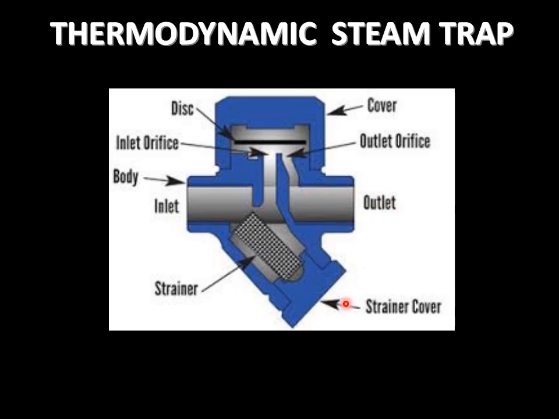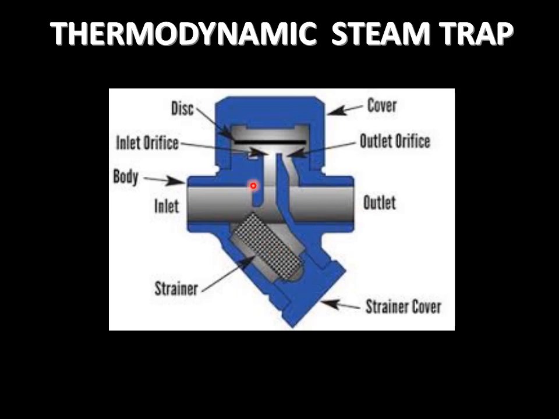Now let us consider the steam condensate enters through this port, passing through the strainer, it enters the inlet orifice. When there is sufficient condensate, it exerts some pressure on the disc and lifts it up. When this disc is lifted, the condensate from this inlet orifice moves to the outer orifice and then exits through the outlet port.